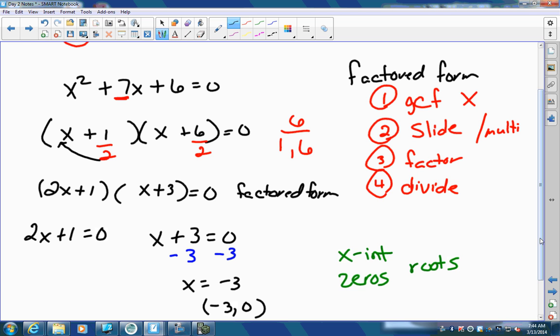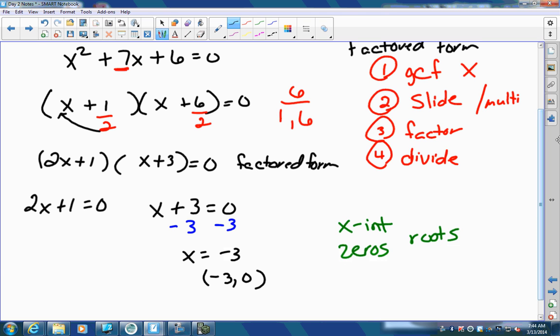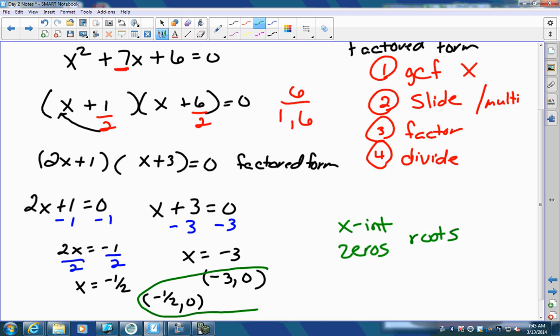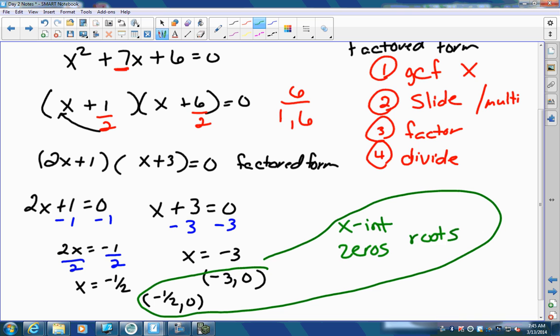We're going to come back and talk about something in just a sec. On this other one over here, you would subtract 1 from each side. You get 2x equals negative 1. Divide by 2. X equals negative 1/2. So negative 1/2, 0 is where it crosses. These are my roots. These are my x-intercepts.